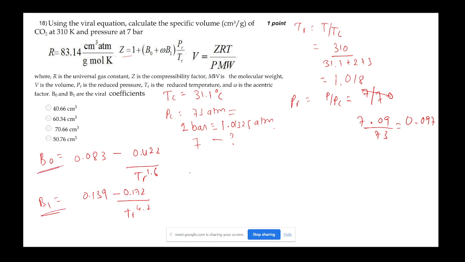So if you put the value of TR in both the equations, what you will find out is B0 will come out to be minus 0.3273 and B1 will come out to be minus 0.0208. Now you need to put these values in this compressibility equation, Z equals 1 plus B0 plus omega B1, times PR by TR.